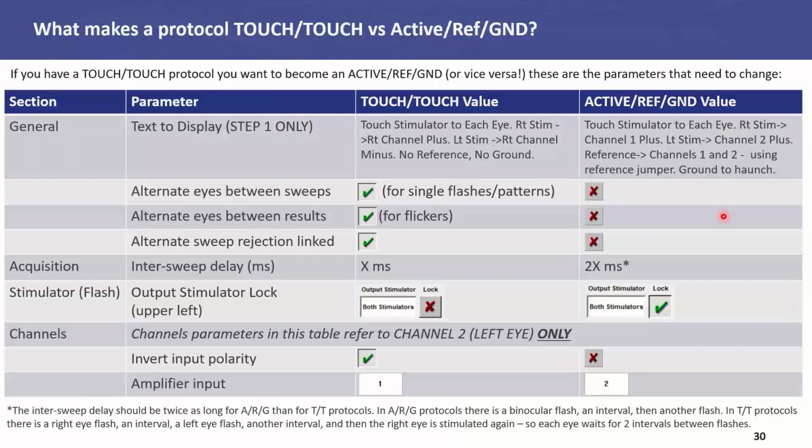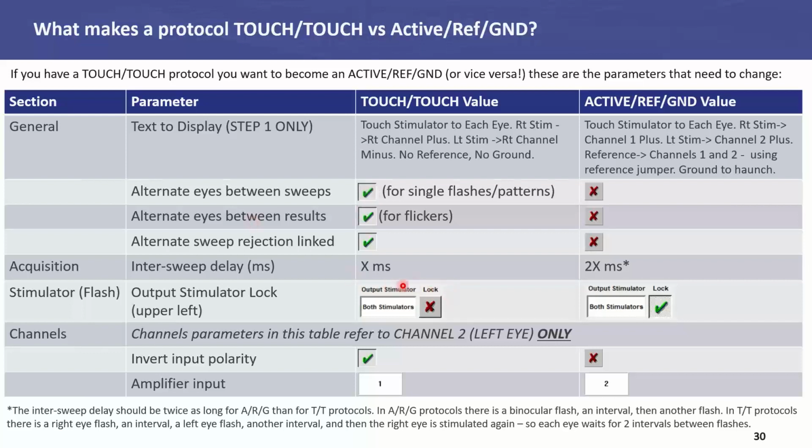All right, so I promised you this slide. What makes a protocol touch-touch versus active reference ground? For starters, you need to tell it whether to alternate eyes between sweeps or between results. You'd use alternate eyes between sweeps if you're looking at single flash responses where it's going 1, 1, 1, 1. You would use alternate eyes between results for flickers. For a steady state stimulus, you need to complete the stimulus on one eye before you start it on the other, because you can't use the fellow eye as a reference. It's also experiencing the same stimulus.